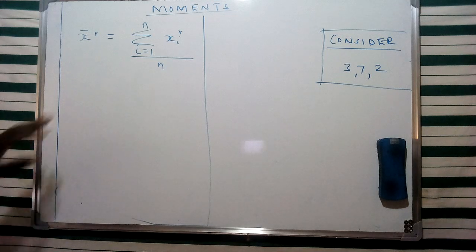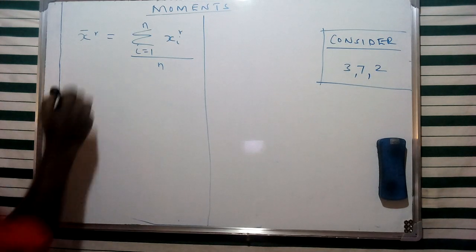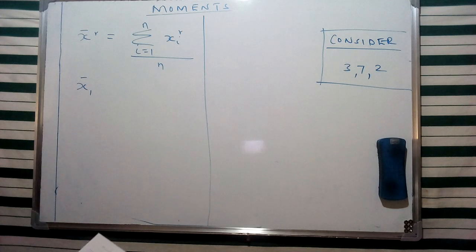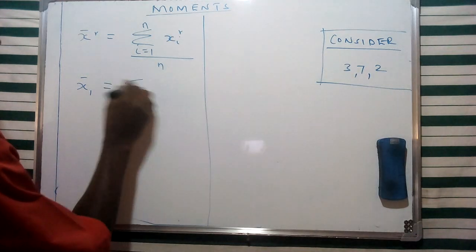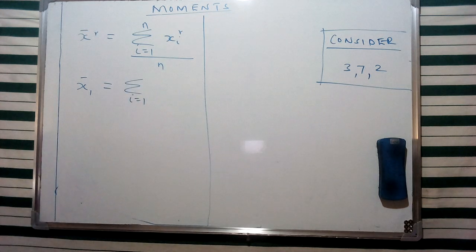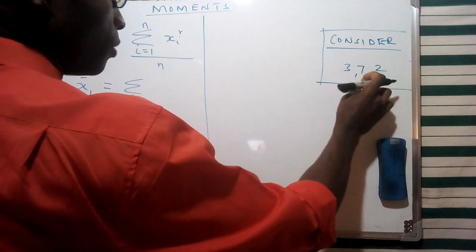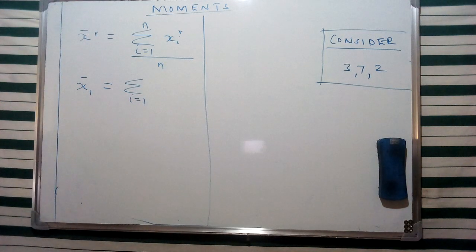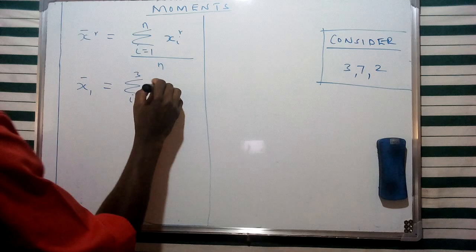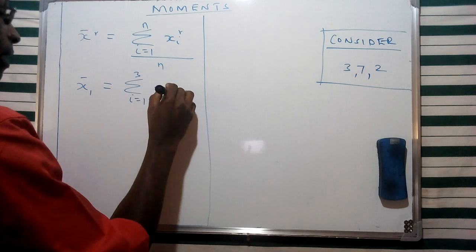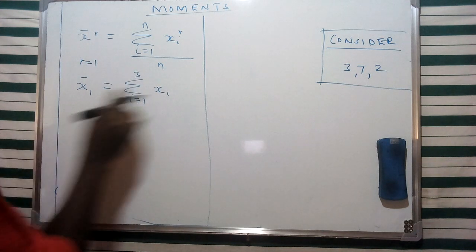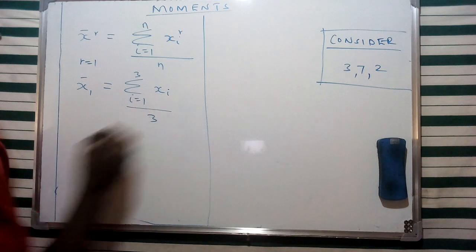So if we are required to find the first moment in this particular case, we're going to represent it as x1, and that is going to be the summation of i equals 1 to n. The value of n for a set of data like this one is going to be 3, since we have 1, 2, 3 values, so we consider that aspect, and we have this as x_i. And if we want the first moment, then r is equivalent to 1, so we're going to have this specific set of data given as such.